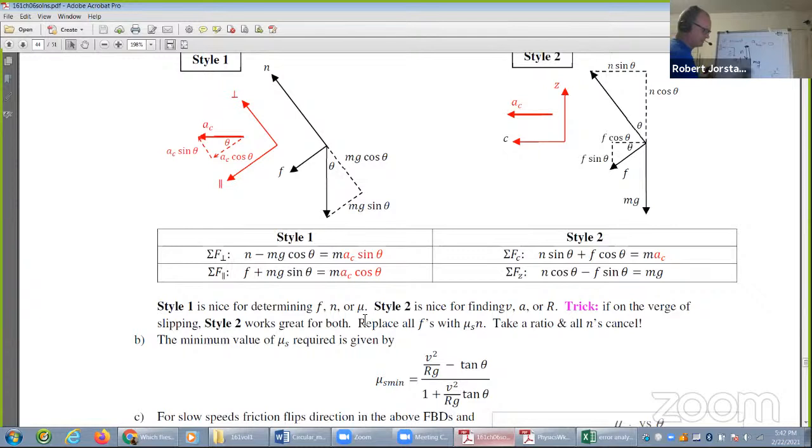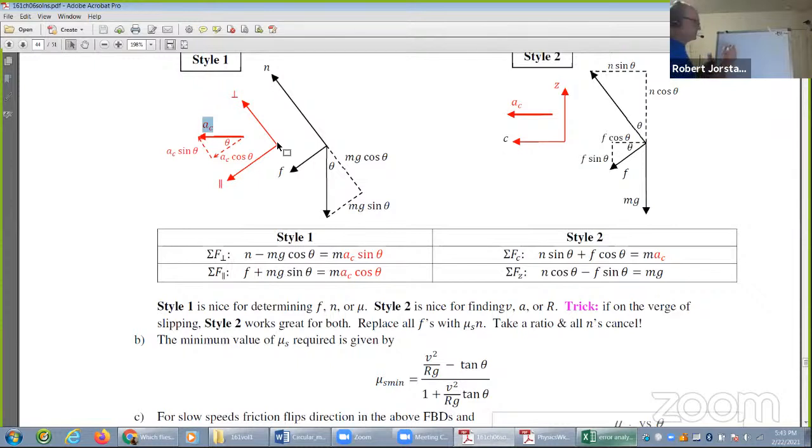Either one works, but generally speaking, if I'm trying to solve for something that's got an F in it, or the normal force, I would use style 1. Whereas if I was trying to solve for the speed or radius or something that appears in AC, I would probably use style 2. Notice the main issue is AC has to be split up into components if you choose that style 1 coordinate. You should know both of these. We discussed this last time a little bit.